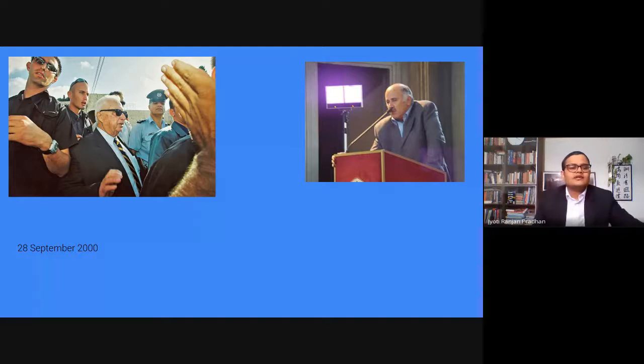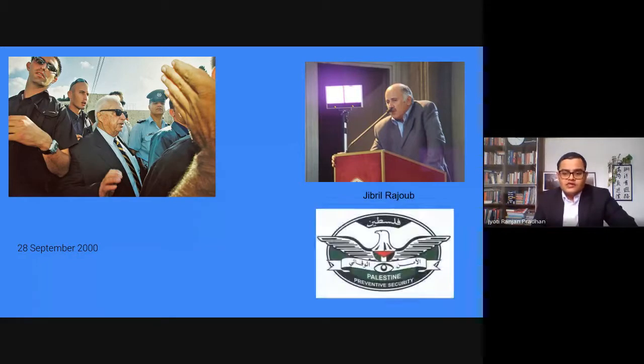In his assessment, he said, Ariel Sharon can come. There won't be a disruption. You can come and do what you want, but you must not enter the mosque or the dome, golden dome. This is Jibril Rajab, and this is the logo of the Palestinian Preventive Security, the internal intelligence agency of Palestine.